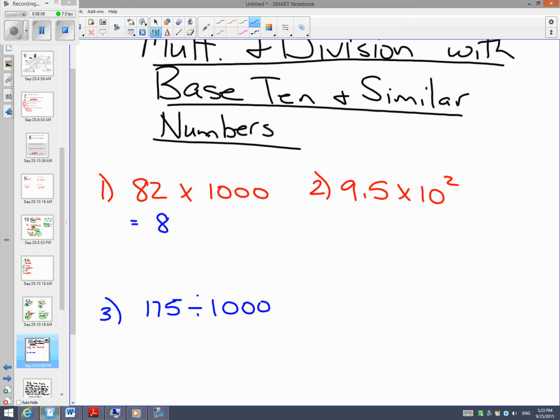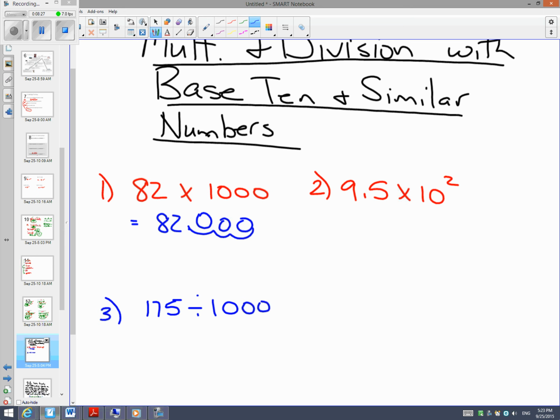Alright, if you've hit pause, we know that our decimal is right there. We know when we multiply by 3 digits, we're going to move our place value over 3 spots. So that's 1, 2, 3. Each of those spots has to be filled with a 0. And 82 times 1,000 is 82,000.